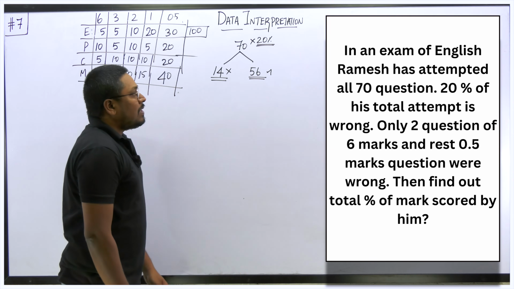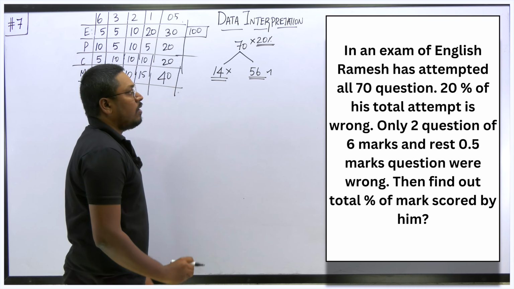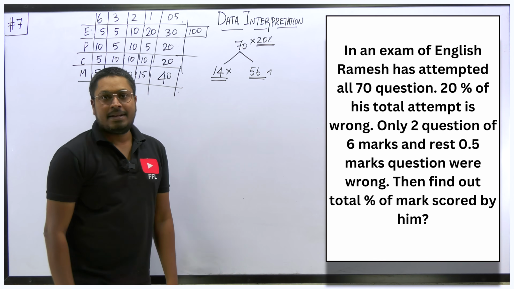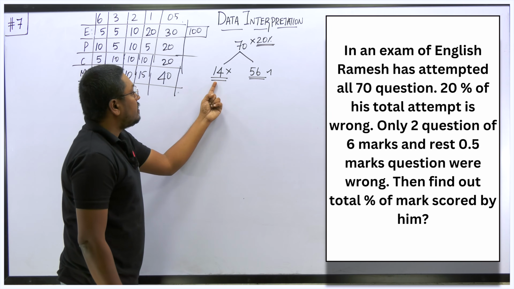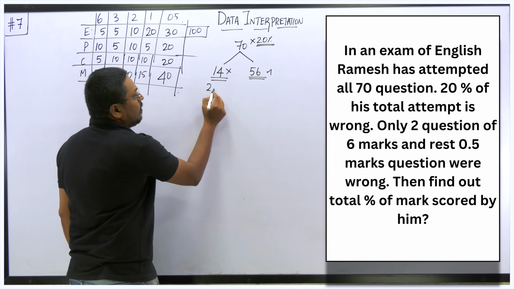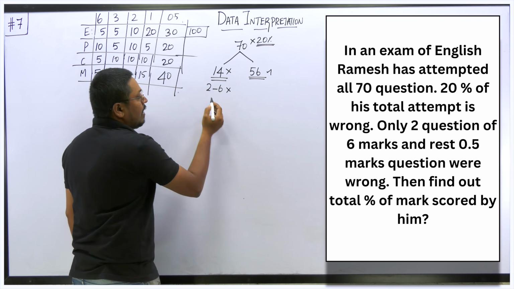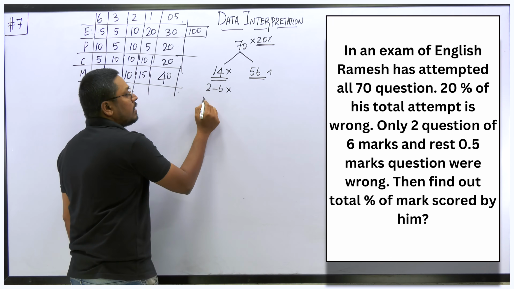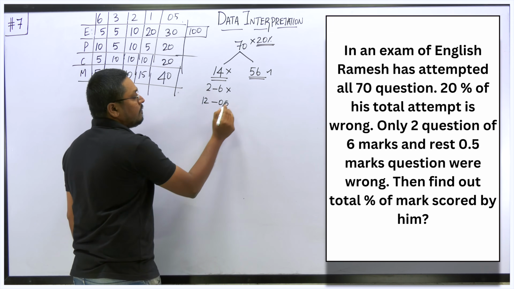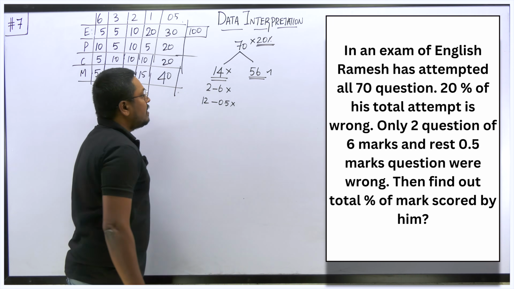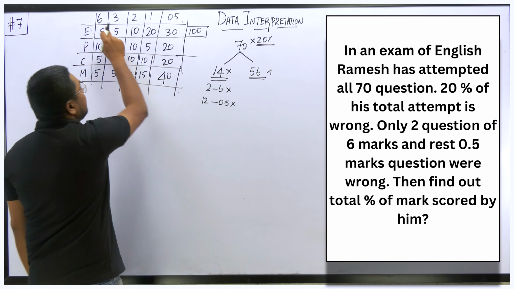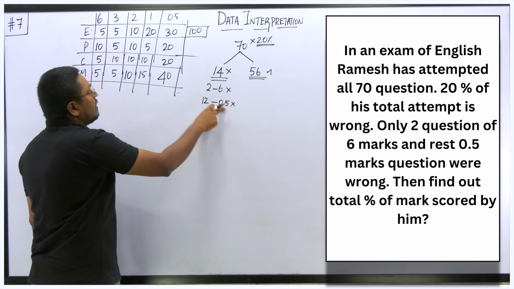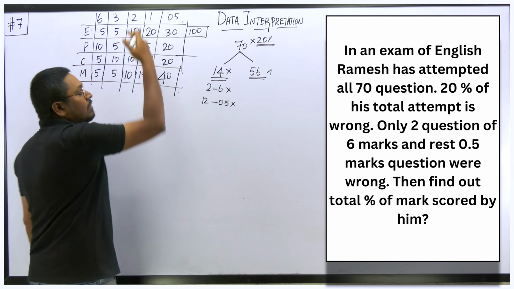So now what they are saying is only 2 questions of 6 marks and the rest 0.5 questions went wrong. See, out of 14 questions, right? So 2 six-mark questions were wrong. This was the point they have given. And the remaining, out of 14, if 2 were wrong, will be 12 questions. So 12 questions of 0.5 marks will be wrong, right? So the meaning is, he is making mistakes in the 6 mark and 0.5 mark questions. So the remaining 3 mark, 2 mark, 1 mark will all be correct.